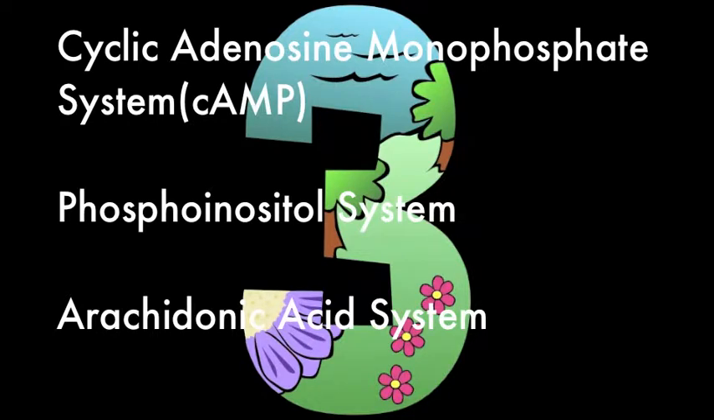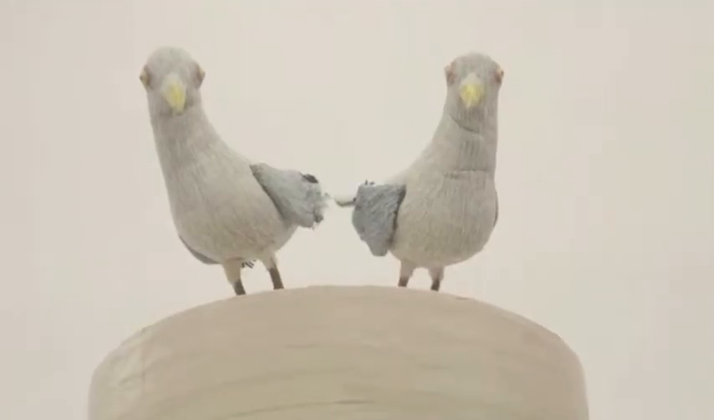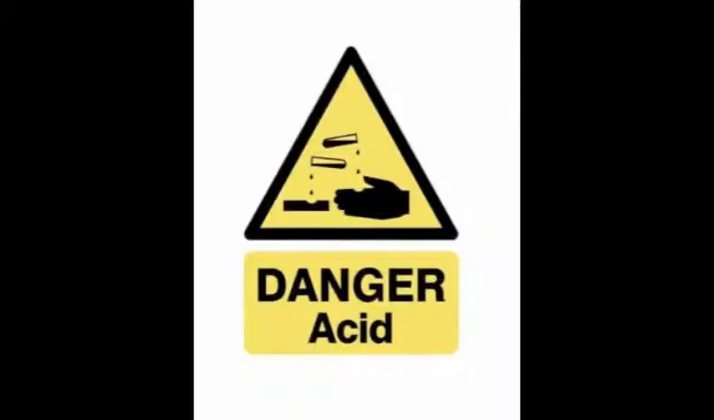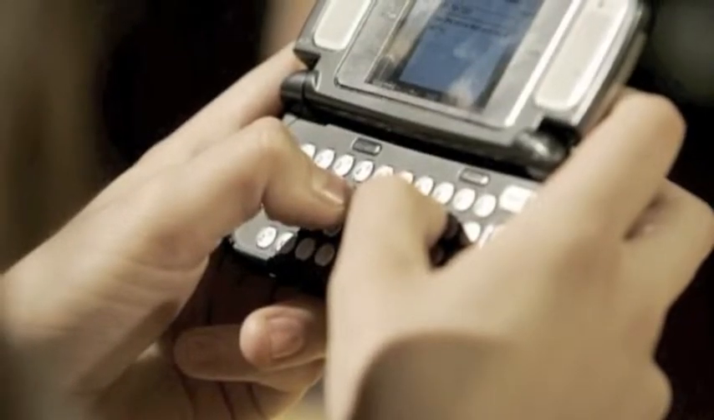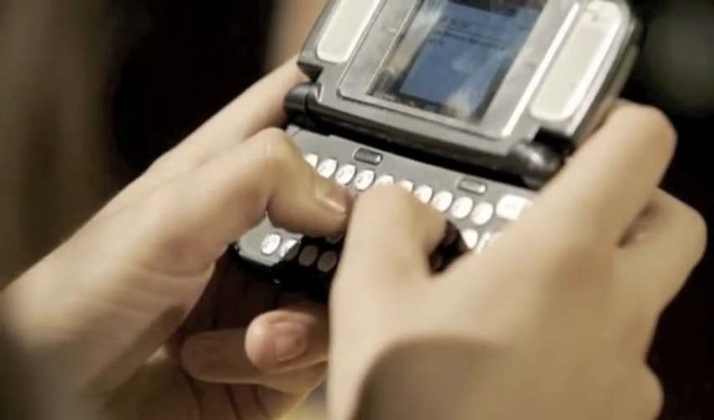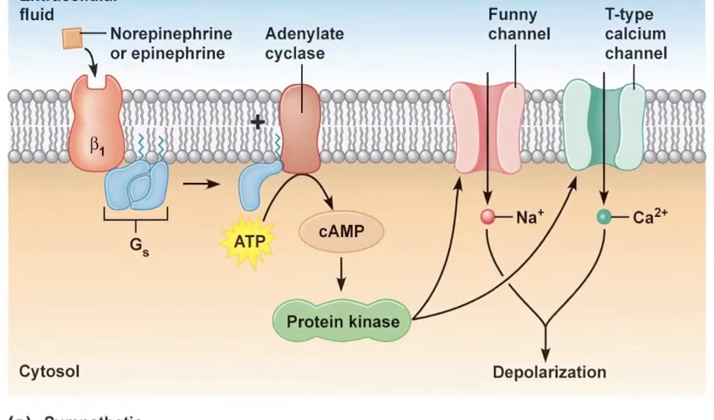There are three types of second messenger systems: the cyclic adenosine monophosphate system, also known as the cAMP system, the phosphoinositol system, and the arachidonic acid system. The most common messenger system is the cAMP system. This second messenger system involves ATP, the chemical source of energy in a cell.